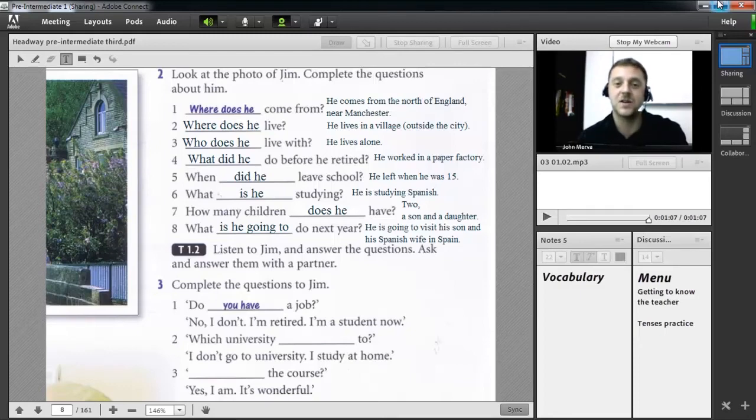How many children does he have? 2. He has a son and a daughter. What is he going to do next year? He's going to visit his son and his Spanish wife in Spain.